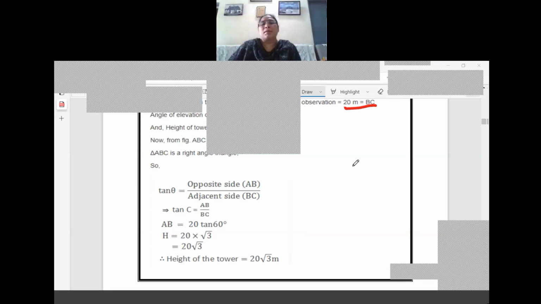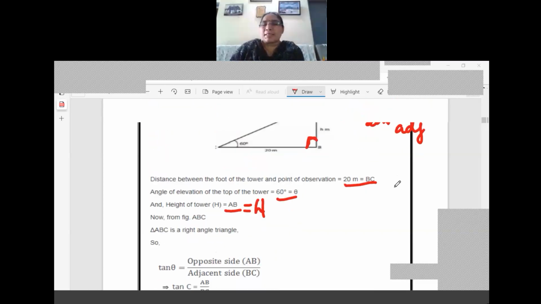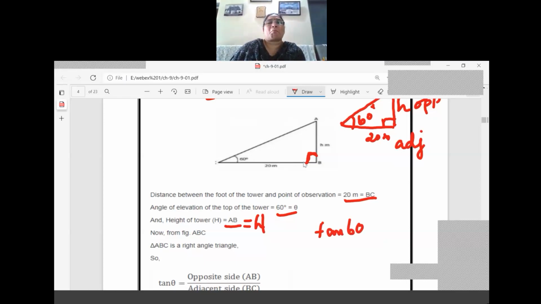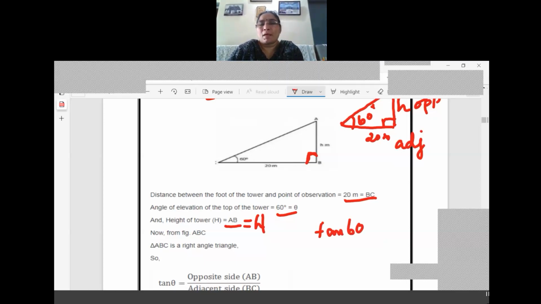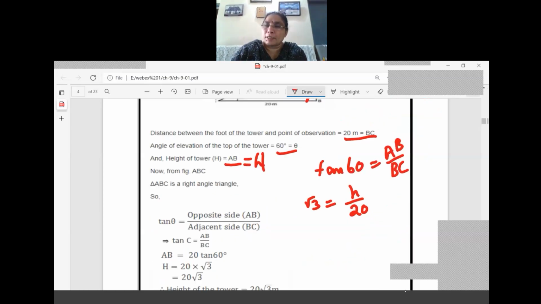Tan 60 we are writing. With respect to the diagram, tan 60 equals opposite side, that is h. I'll write first AB by BC. Now tan 60 value you must know, that is root 3, so root 3 equals h by 20. Now we can calculate h by cross multiplication. So h is equal to 20 root 3.